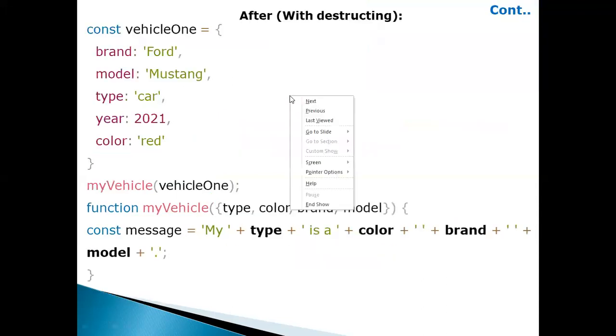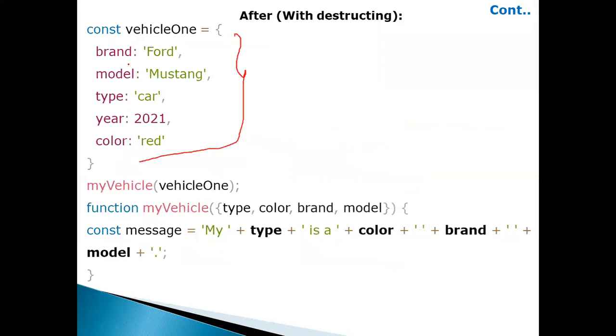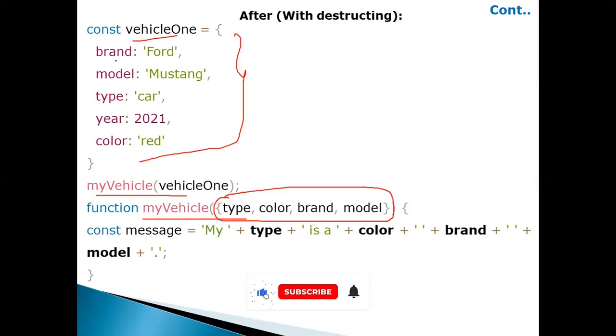So with the help of destructuring, let me see how it happens. This is the same way we declare the object. Same as the previous example, we call the function my vehicle with vehicle 1. Now see how we write the function definition. In the function definition, instead of calling the object, we just take all the variables which are required from that particular object, directly using the names. Totally we have 5 different attributes: brand, model, type, year, color. But I'm considering only 4: type, color, brand, model.